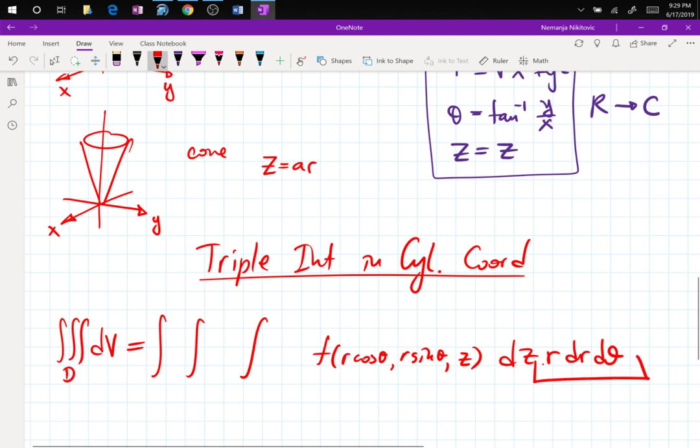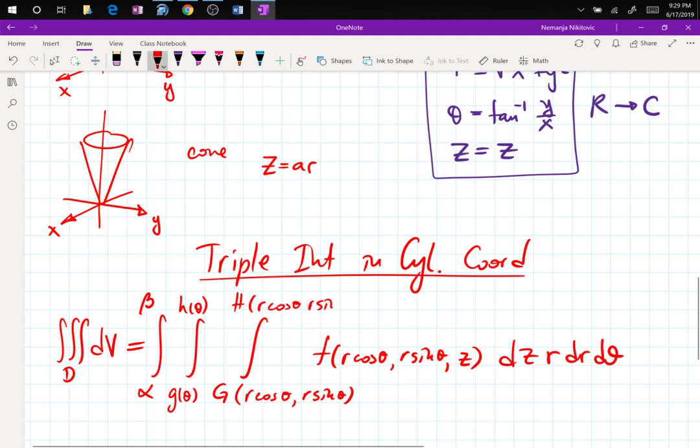I hope you remember the string for polar, r dr d theta. We are just inserting z in the middle of that integral. Theta has limits alpha and beta. The limits for the inner one would be g of theta and h of theta. Those are r1 equals g of theta, r2 equals h of theta. And finally, g has to be in terms of r cosine theta, r sine theta, and h, r cosine theta, r sine theta.